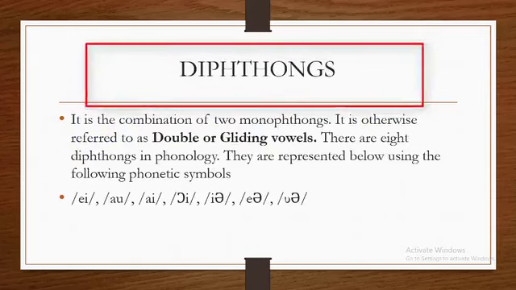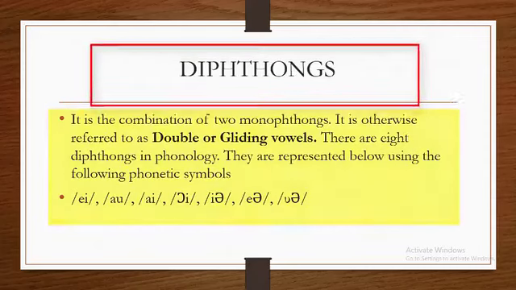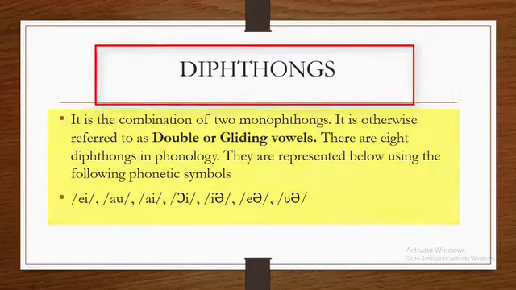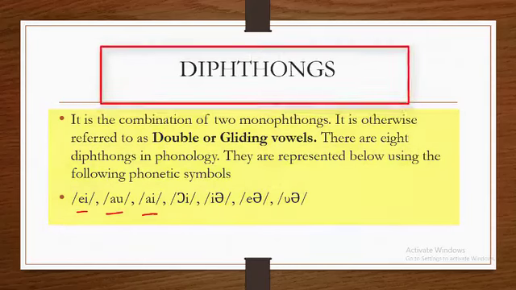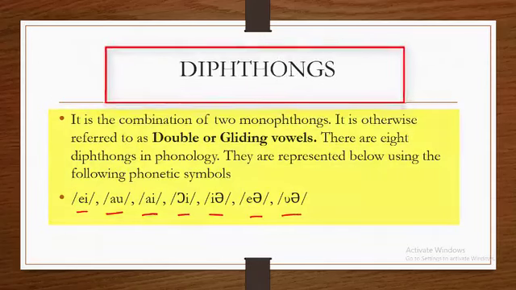So let's move on to diphthongs, which is the last segment. Like I told you, a diphthong is a combination of two monophthongs. They are otherwise called double vowels or gliding vowels. Okay, and we have 8 of them in phonology. The first is A, this is ow, I, oi, ear, and or.